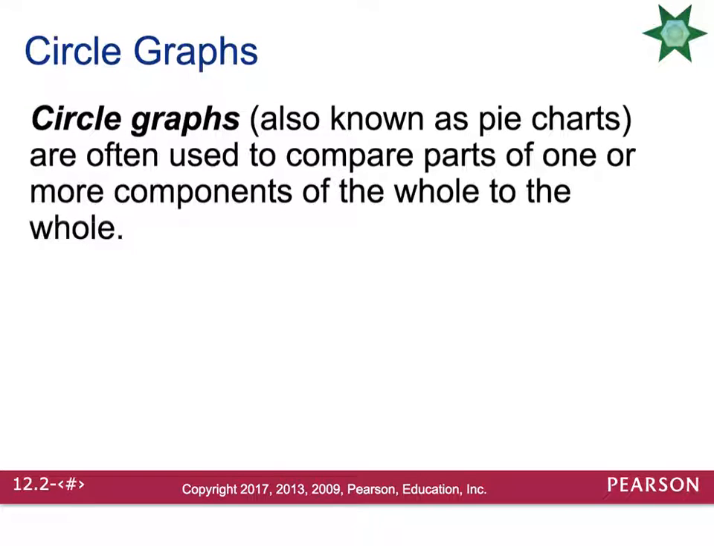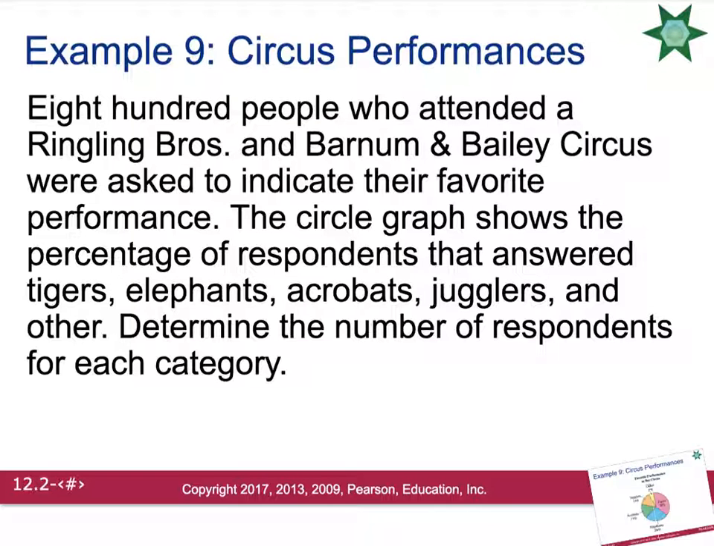Okay, last but not least is circle graphs. Circle graphs are also known as pie charts, and they're often used to compare parts of one or more components to the whole. So for example, 800 people who attended a Ringling Brothers and Barnum and Bailey circus were asked to indicate their favorite performance. The circle graph shows the percentage of respondents that answered tigers, elephants, acrobats, jugglers, and other. Determine the number of respondents for each category.